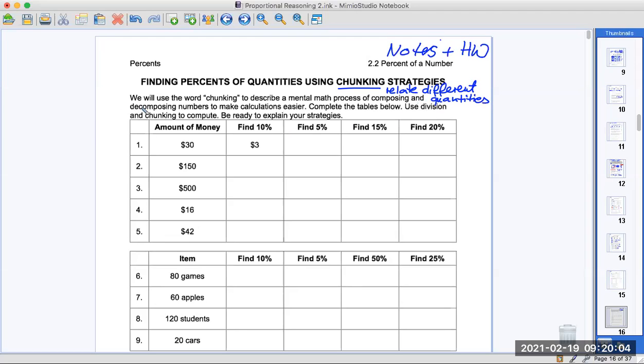I'll show you what that means, okay? Complete the table, use division and chunking to compute. Be ready to explain your strategies. So let's look at number 1.